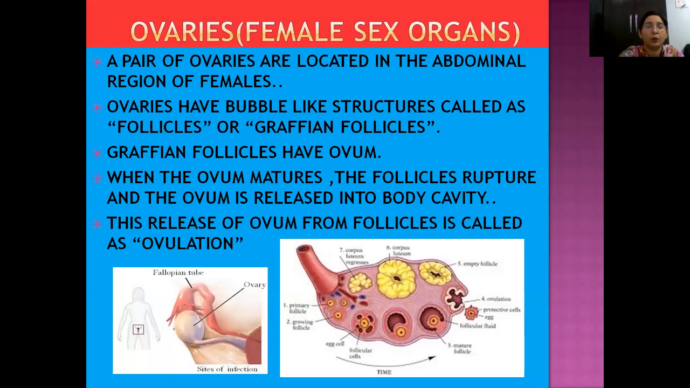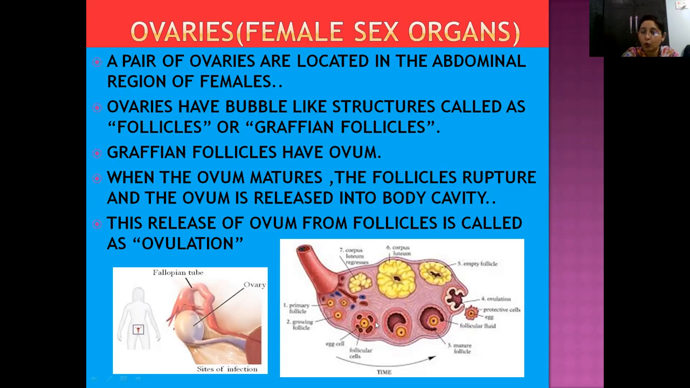Now we will start our explanation with the ovaries, which are the female sex organs. Here I have shown you these ball-like structures, which are on either side of the uterus. These are the ovaries. Ovaries are situated in the abdominal cavity of females. These are two in number. And here, this is the transverse section of the ovary, which shows what is inside it. Inside the ovary, there are bubble-like structures. These bubble-like structures are the follicles, which can also be called graafian follicles.